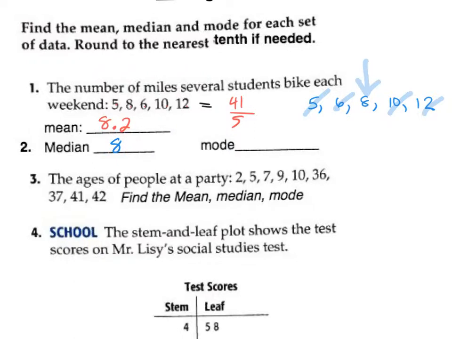In this case, there is no mode because none of the numbers repeat themselves. But remember that the mode is the number that repeats itself the most.